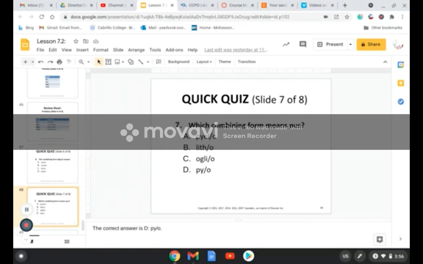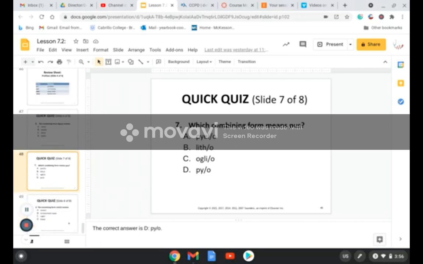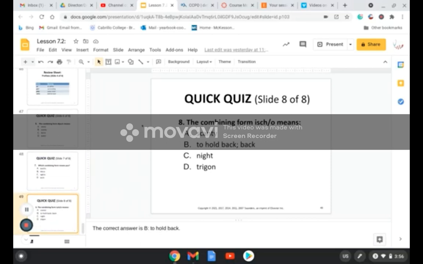Okay, and which combining form means pus? It's pio, right? And the combining form isk or isco means scanty, to hold back, night, or trigon. And it's B, to hold back or in the back. Okay, great. So that's the end of lesson 7.2.